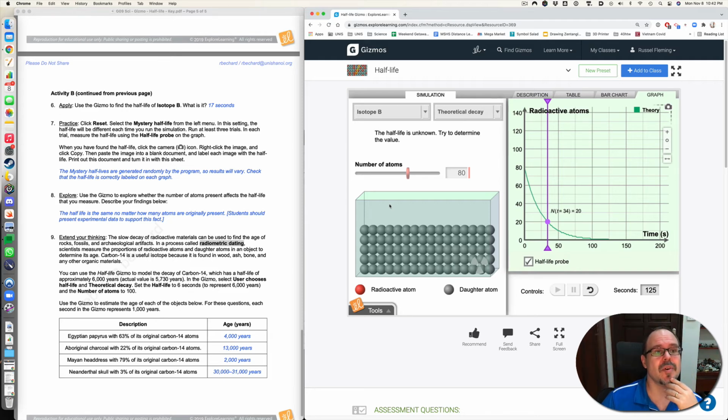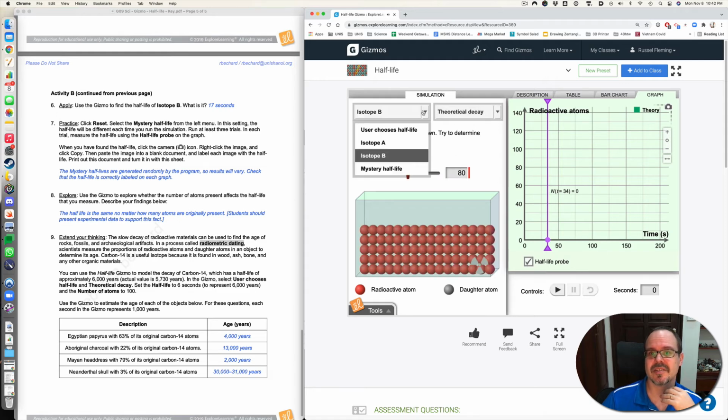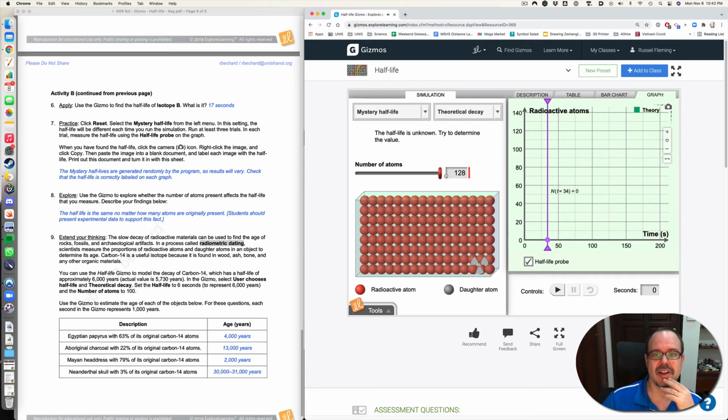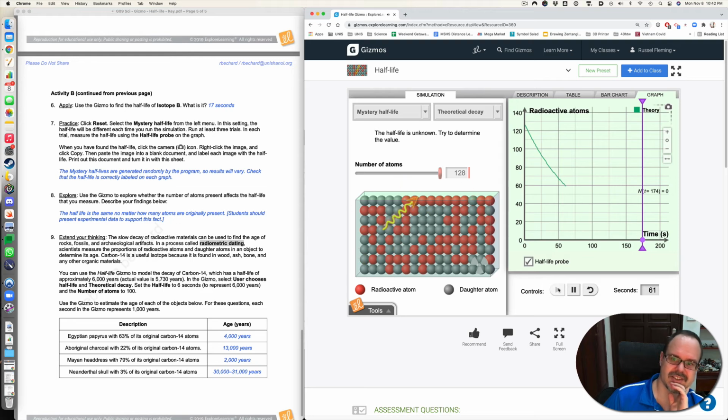Number 7, practice. Click reset and select the mystery half-life. Let's see if I can do this. Crank it back up to 128 again. And this half-life will be different each time you run the simulation. Run at least 3 trials. In each trial, measure the half-life using the half-life graph. Oh my goodness. Let's just run this baby. It's different every time, so we'll always get a different answer.